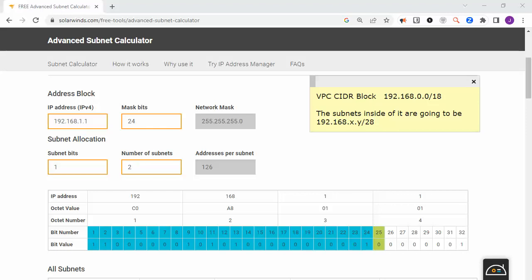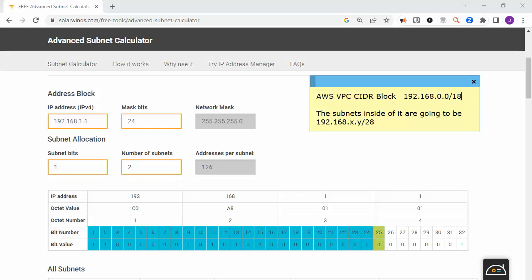In this video, what we're going to try to do is work through a lab where you're given the CIDR block that your AWS VPC is going to have. Basically, you're given this CIDR block for your VPC, and any subnets that you create inside of this VPC are going to be in this form.